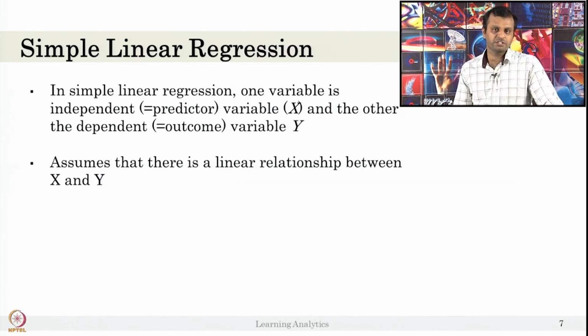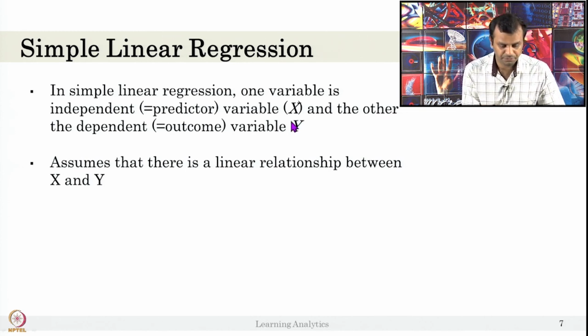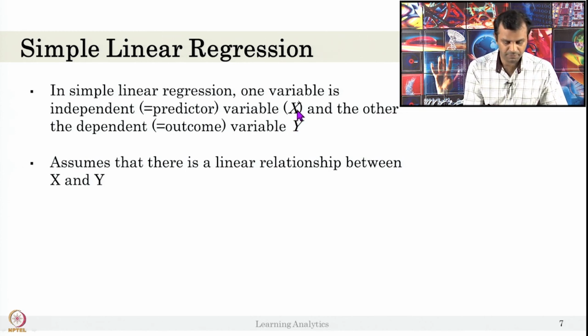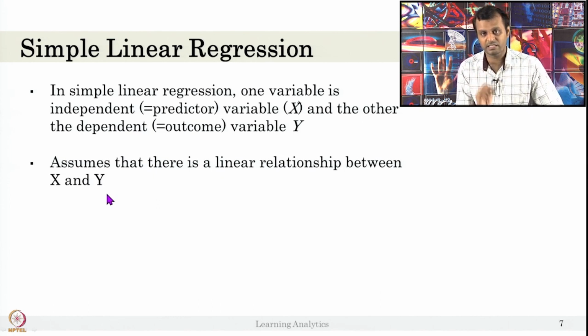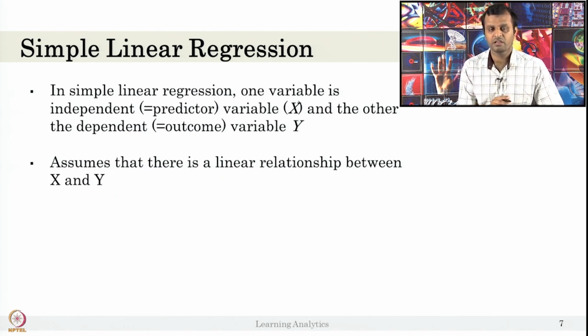In a simple regression, one variable is the predictor, the other variable is dependent, one is independent, one is dependent, you know that, x and y. X is the independent and y is the dependent variable. Assume that there is a linear relationship between x and y. This assumption is very, very important. There is a linear relationship between x and y. If there is no linear relationship, simple linear regression cannot be used.